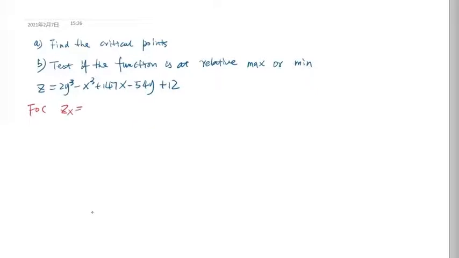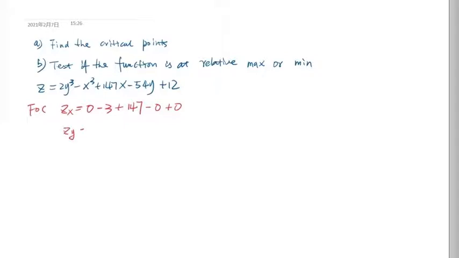So for the 3 times y to the power 3, it will be 0. Minus, so for the x to the power 3, it is 3, minus 3x squared. For the 147x, it is 147. Minus 54y will be minus 0, so 12 will be the 0. Now we do the y.